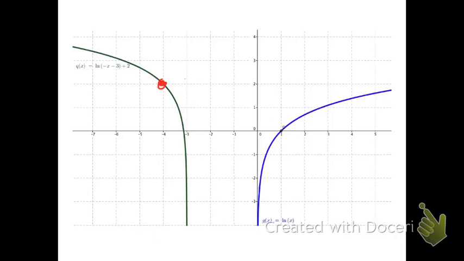Let's just follow one point here. If I had my point of (1, 0), it got flipped over the x-axis, and then flipped over the y-axis and then got translated. See if you can follow that translation.